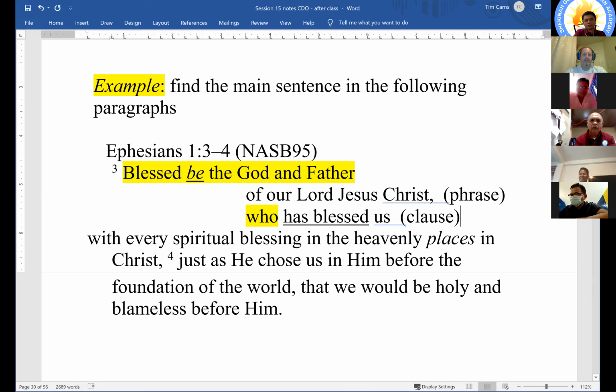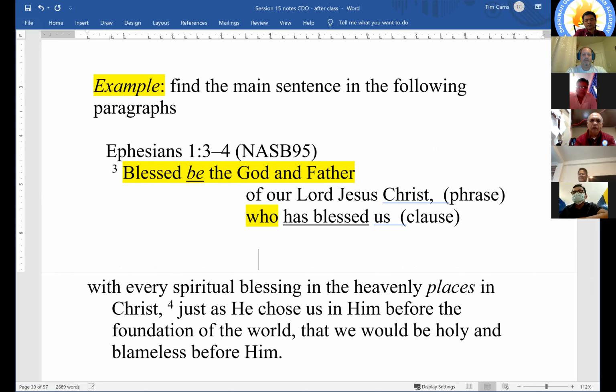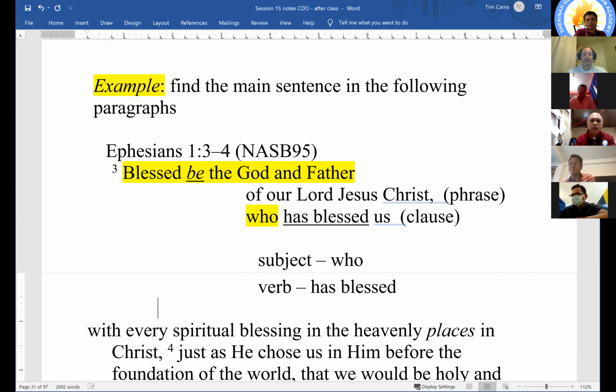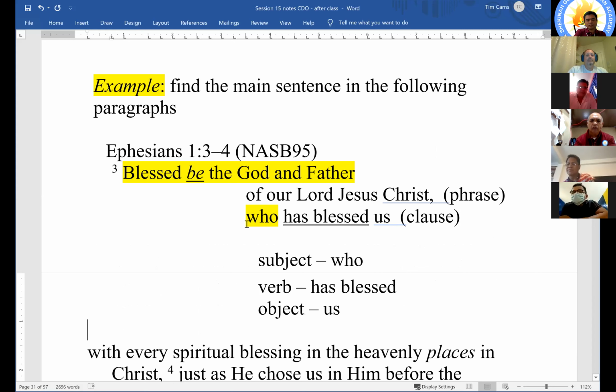Okay, so if we were to break this phrase down here, we have a subject, "who," we have a verb, "has blessed," and we have an object, "us." Now let me ask you this. Does this phrase stand alone as a complete thought? No, it cannot stand alone. That's correct, because it is introduced by a relative pronoun, "who." We don't have a complete thought because we don't know who the who is.